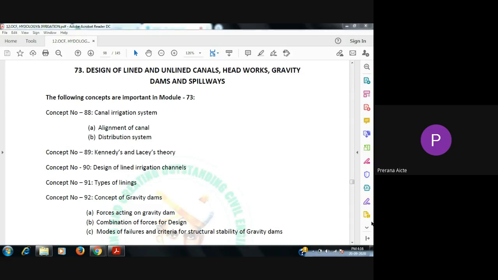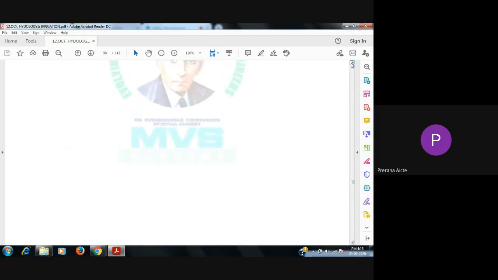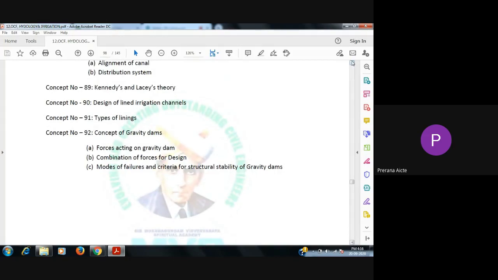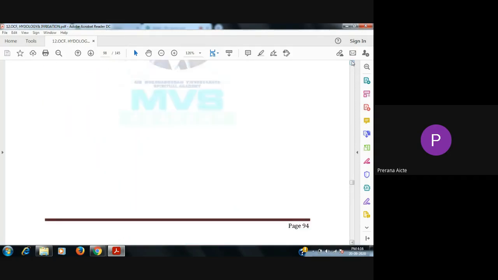Then the concept of gravity dams. What are the forces acting on a gravity dam? The combination of forces for design, then modes of failure and criteria for structural stability of a gravity dam. Also, what are the causes of failures and what are the remedial measures. Of course, it is useful for your current semester as well as the GATE examination. Please utilize the same.